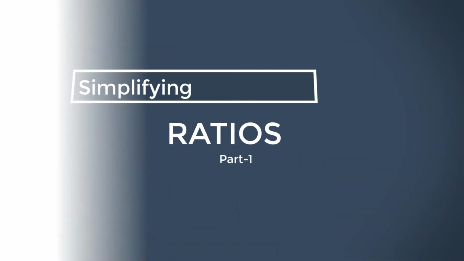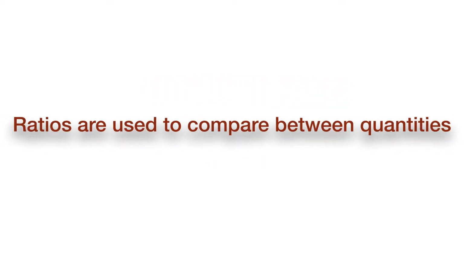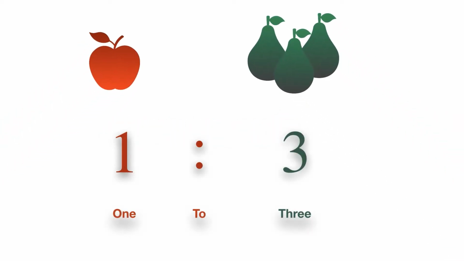Welcome. In this video, I'll introduce ratio and show you how to simplify them to the lowest terms. Ratios are used to compare between quantities. For example, the ratio between apples to pears in this example would be simply written as 1 to 3. Where the colon denotes the ratio, it means that there are 3 pears to every 1 apple.